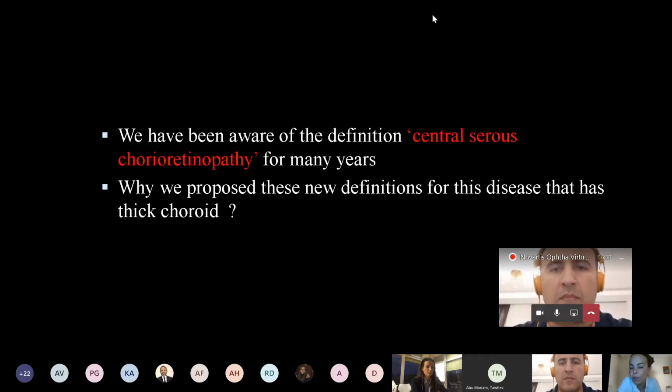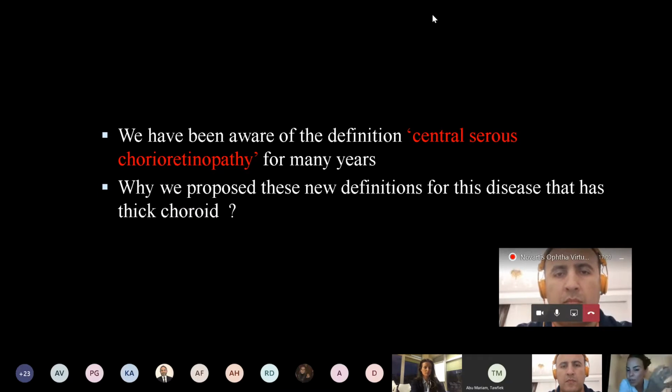We have been aware of the definition central serous chorioretinopathy for many years. And under the spectrum, we know, with the help of the ICGA and recently after the evolution of optical coherence tomography, such as EDI optical coherence tomography or the swept source, thick choroid was well recognized in this disease, indicating choroidal pathology in central serous chorioretinopathy. So then, pachychoroid definition came in 2003.